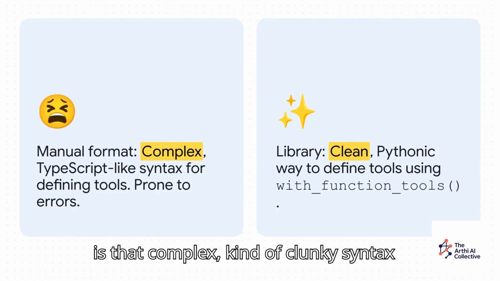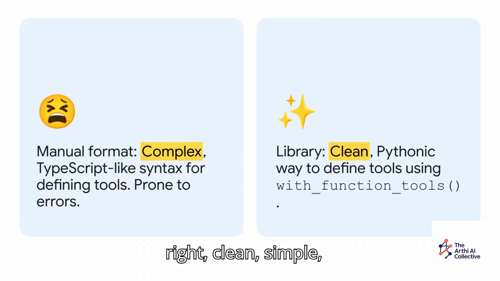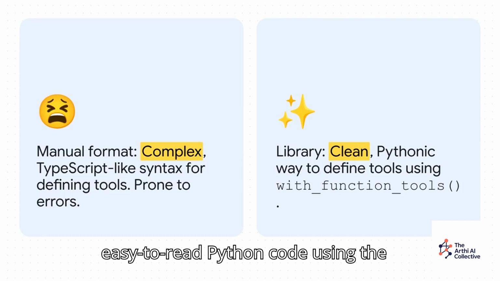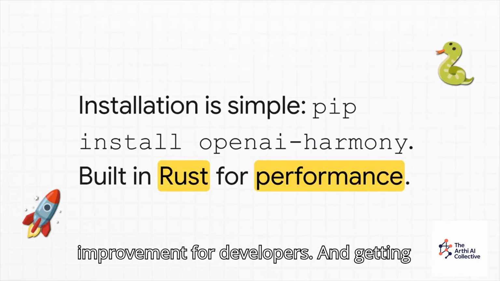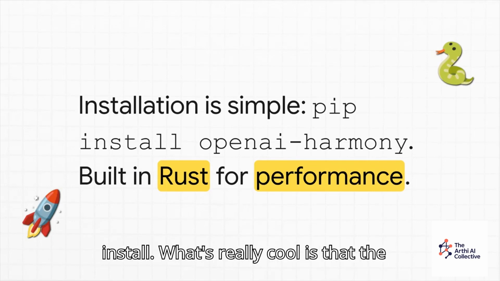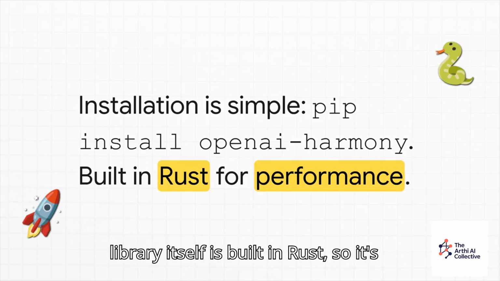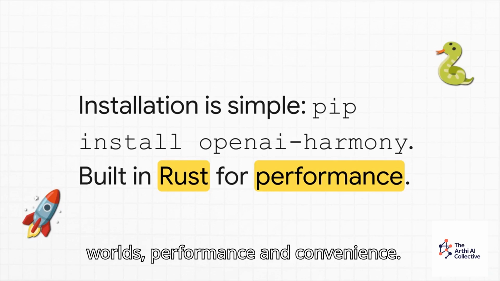On the left is that complex, kind of clunky syntax for defining a tool by hand, and on the right, clean, simple, easy-to-read Python code using the Harmony library. It's just a massive improvement for developers. And getting started is as easy as it gets, just a pip install. What's really cool is that the library itself is built in Rust, so it's super fast, but it has first-class Python support. You really get the best of both worlds, performance and convenience.